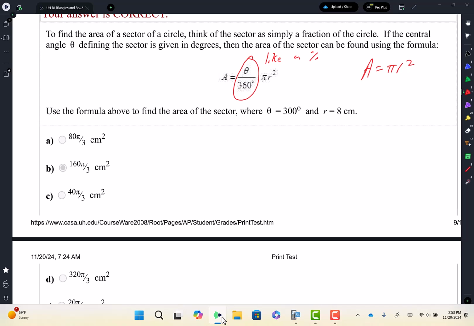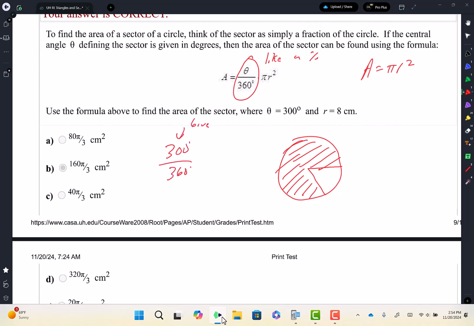So look what they're saying. Let me draw it for you. Use the formula above to find the area of the sector where theta is 300 and r equals 8. So here's my circle, and here's my angle. They want this area here. So how did they do it? They treat the full circle as one revolution, 360. So 300 degrees over 360 gives you a percentage, and I'm going to multiply that by pi r squared, pi times 8 squared. Isn't that cool, guys?